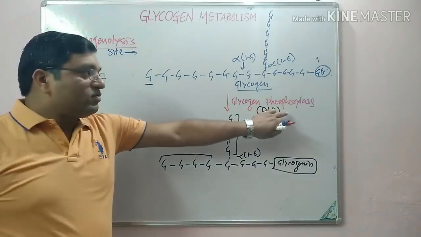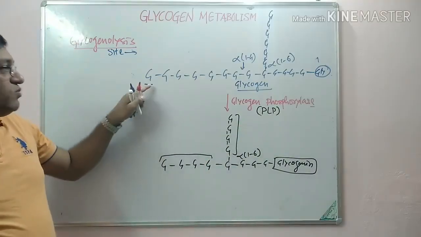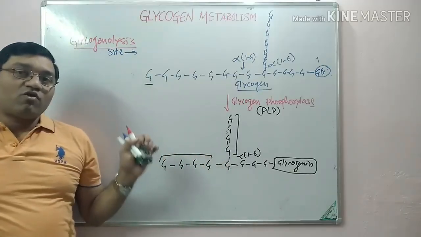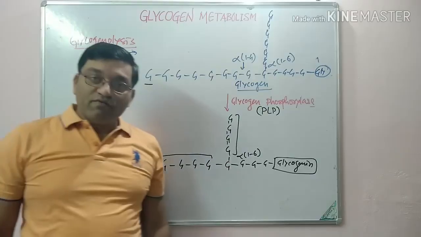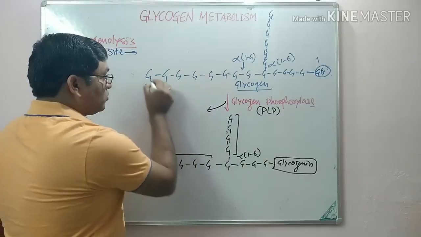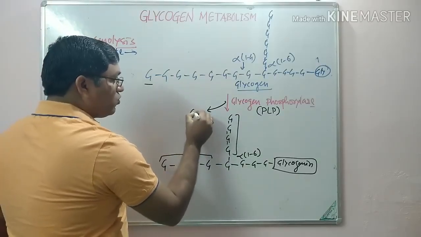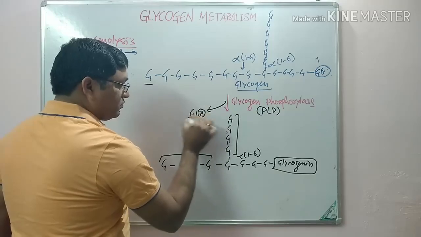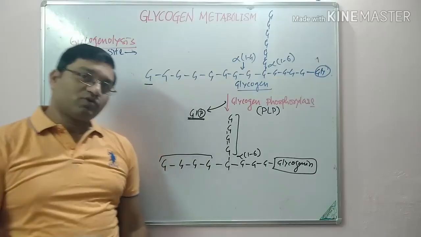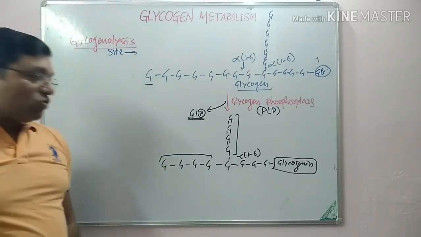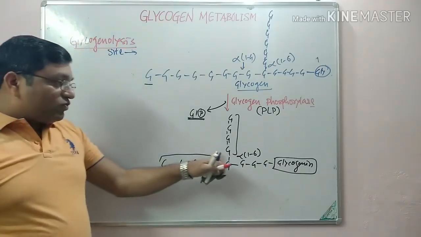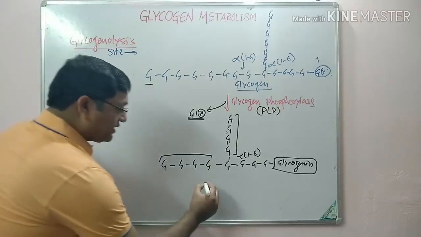So what is the action of glycogen phosphorylase? Glycogen phosphorylase removes the glucose molecule one by one in the form of glucose 1-phosphate. This glucose 1-phosphate is converted into glucose 6-phosphate and ultimately the glucose molecule, until the formation of limit dextrin.